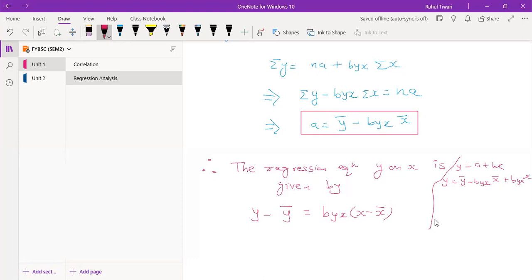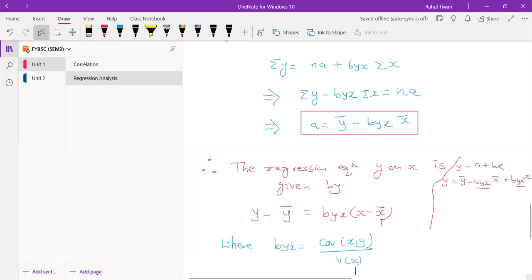X becomes X only. Adjust the term. Try to adjust this term with this term. You will get this equation. So this is the equation after simplifying, where B Y X is nothing but covariance between X and Y upon variance of X. Okay. Any question?